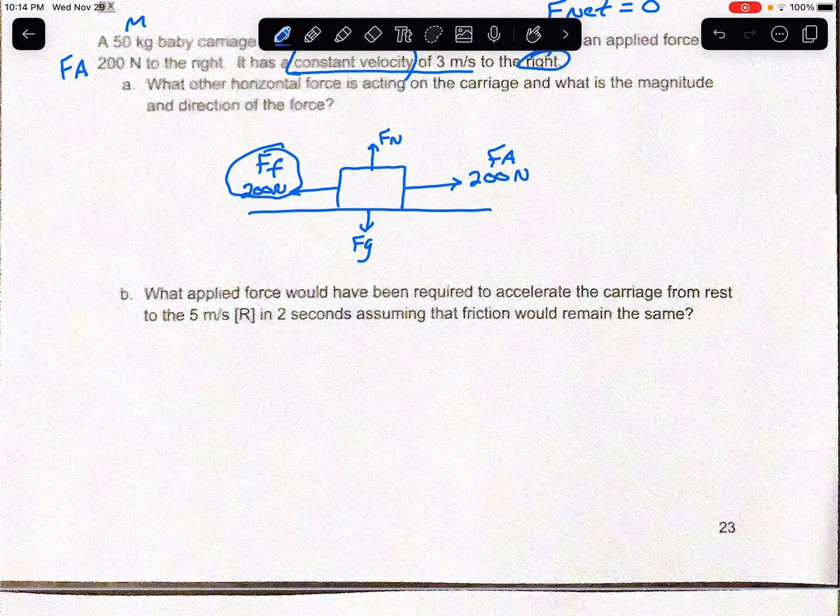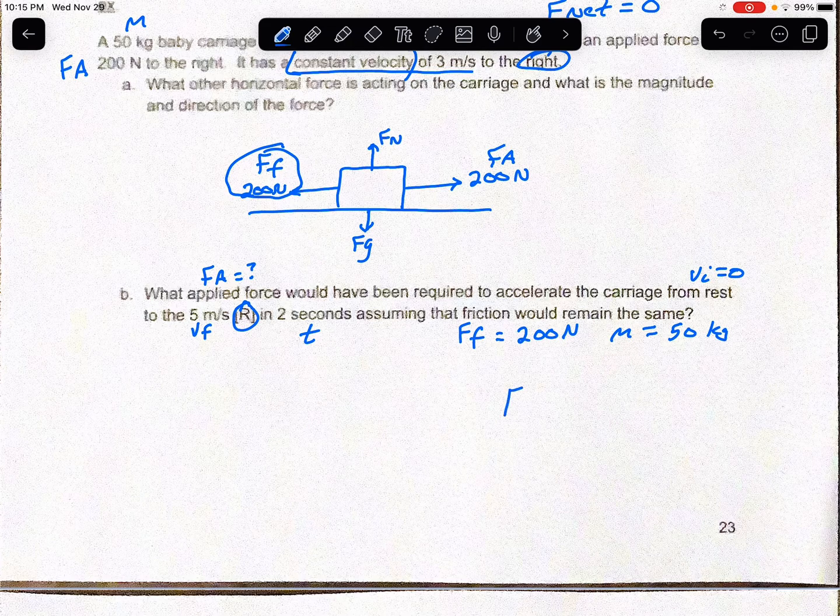Okay. B, what applied force, that means you're looking for FA, would have been required to accelerate, so that now we have an imbalance, the carriage from rest, so VI equals 0, to 5 meters per second. So there's your VF. And that little R right there means to the right, so we'll keep an eye on that. And you have 2 seconds for your time, assuming that friction would be the same. So that means we're going to use FF from the previous problem, which was 200 newtons. And don't forget our mass is the same, so our mass in this problem is 50 kilograms. So we are looking for FA.